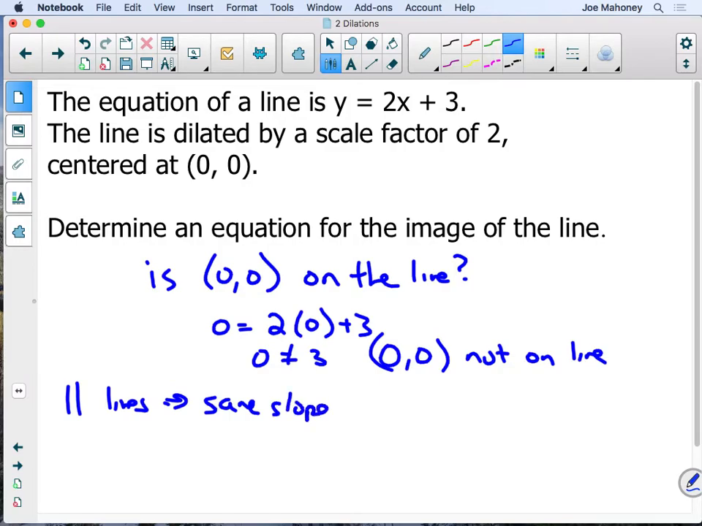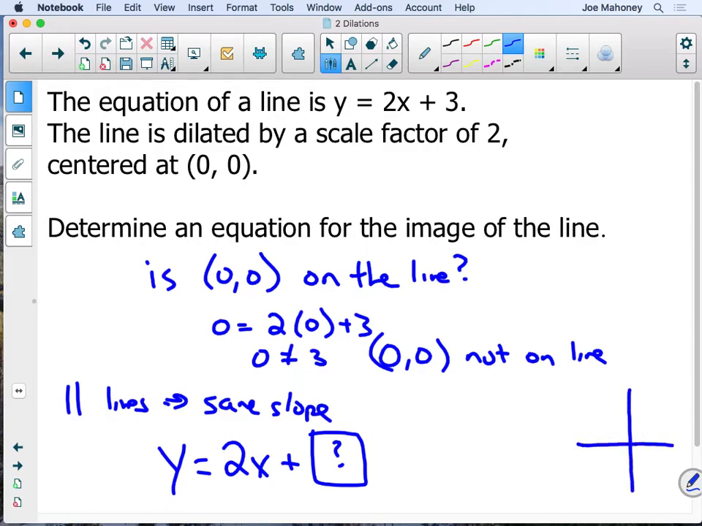So therefore, the equation of my new line is going to be y equals, let's see, the slope is 2. So it's 2x plus something. Well, what's that y-intercept going to be? Well, here's what a line like y equals 2x plus 3 might look like. Let's say that is the y-intercept of 3. Well, the distance from the origin is doubled. So it's going to go up twice as far, which is going to be up at 6. So what goes in that question mark? That question mark becomes a 6. So the equation for the line is going to be y equals 2x plus 6.